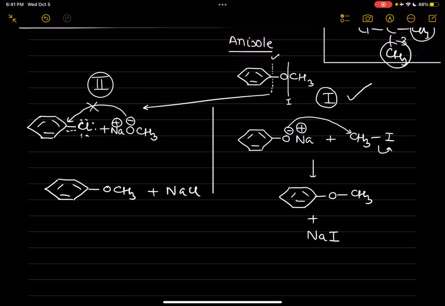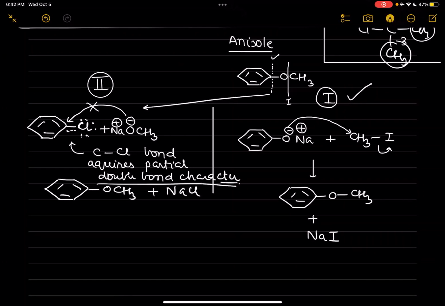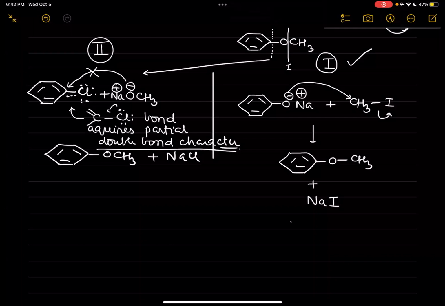It is going to be very difficult because the carbon chlorine bond acquires partial double bond character due to resonance. So that's why it becomes very difficult to break. So you will choose this method.